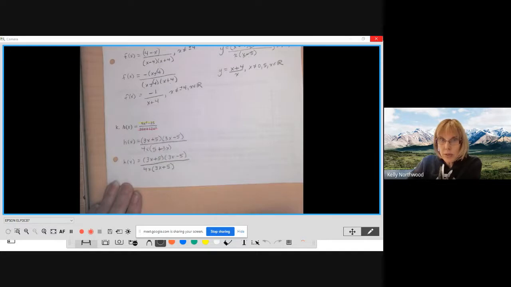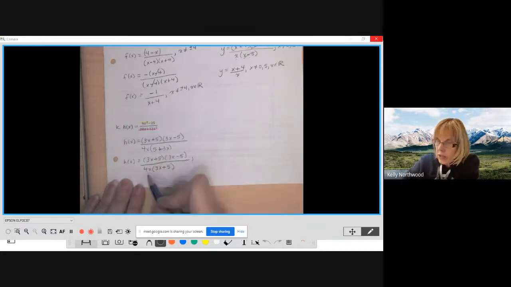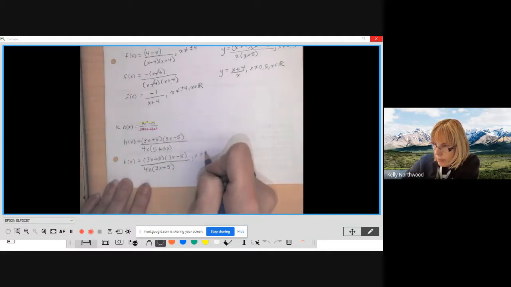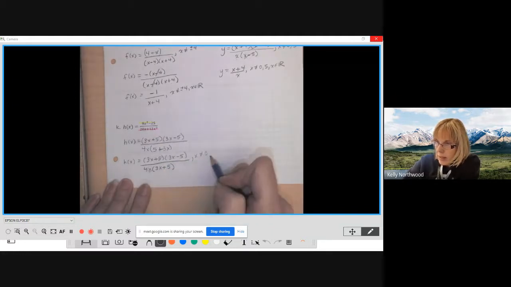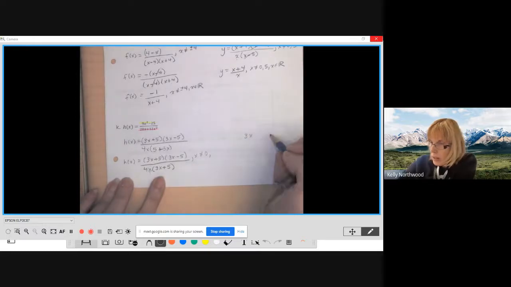But first I have to do restrictions. So the 4 is never going to change. 4 times x times (3x + 5) is how you think of the denominator. So x can't be 0, from this x here. And maybe I don't know this one, so I make myself a little grade 9 equation.